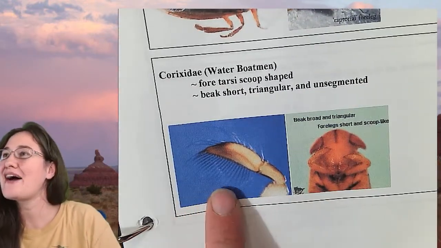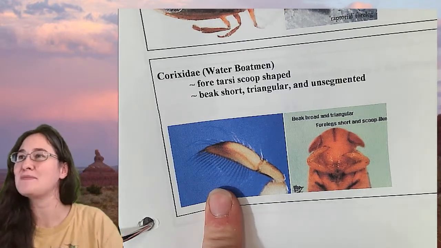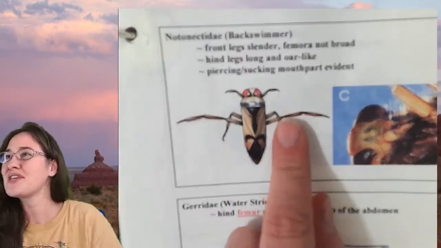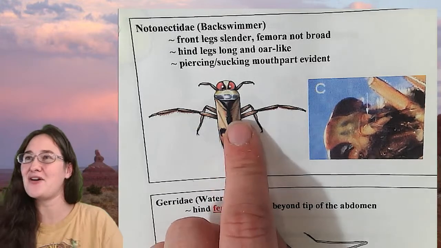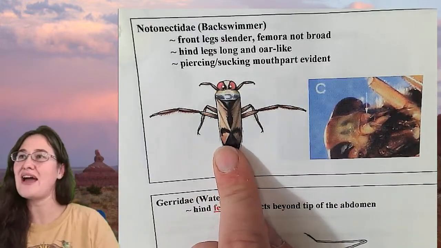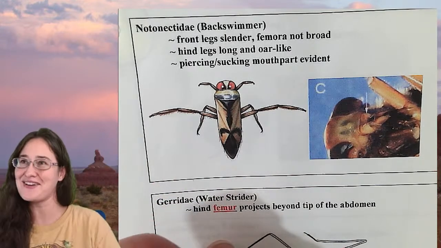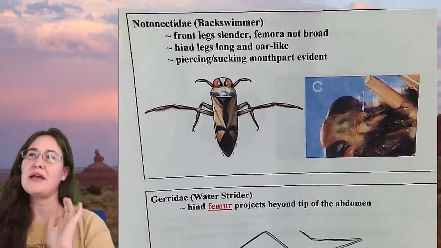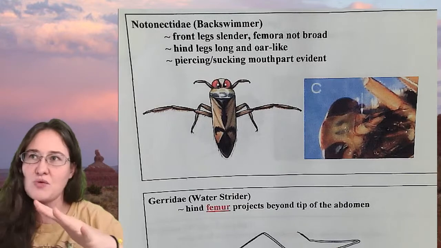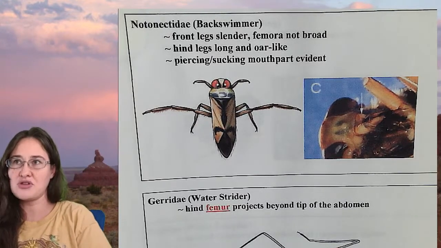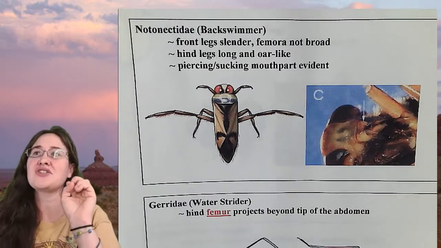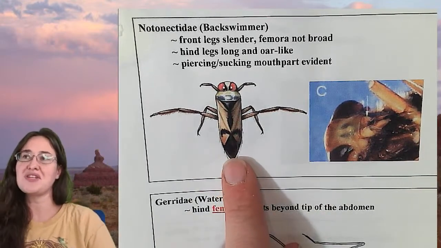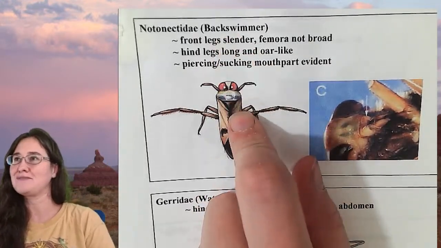Water boatmen have crazy little cute scoop-shaped tarsal segments up in the front. Back swimmers look like their color is upside down. They're very light on the top and dark on the bottom, and that's because they swim upside down. Think of why a fish is dark on the top and light on the bottom: when you're looking down at the water, the dark matches the substrate, but if you're looking up at a fish, the light matches the sky, so it helps them blend in. It's the same with back swimmers, except it's backwards because they swim on their back.